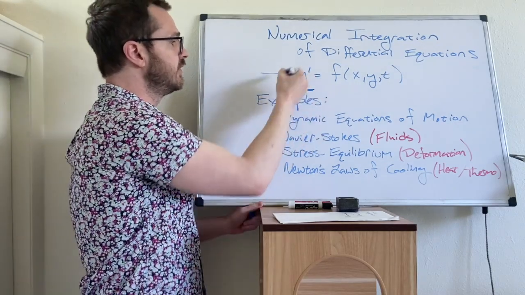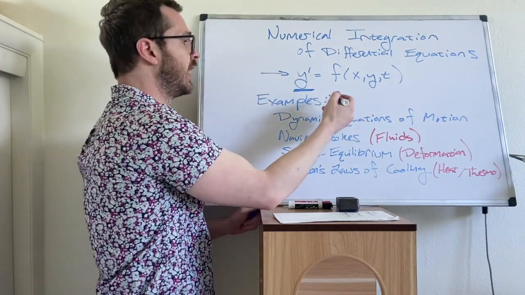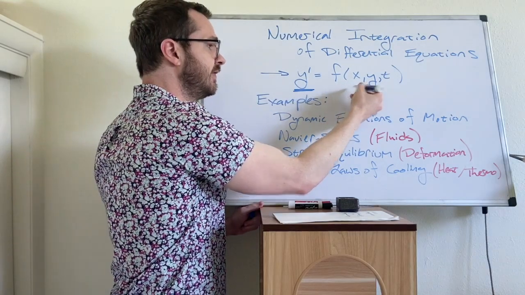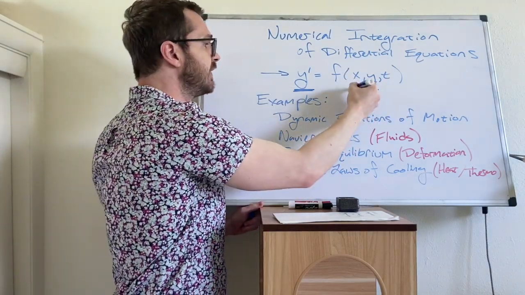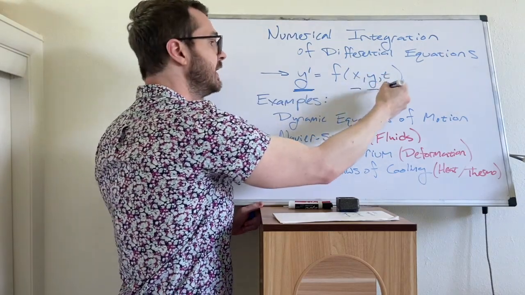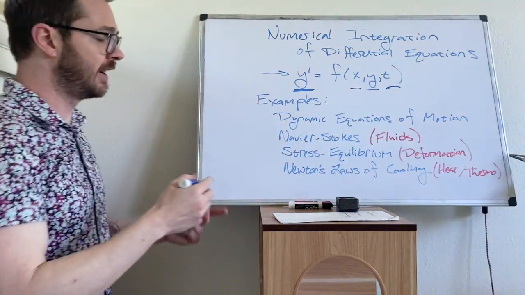So here is y prime, the first derivative of y, and it's a function of the state. So it's a function of the state y itself. It could be a function of other variables x. It can also be a function of time.